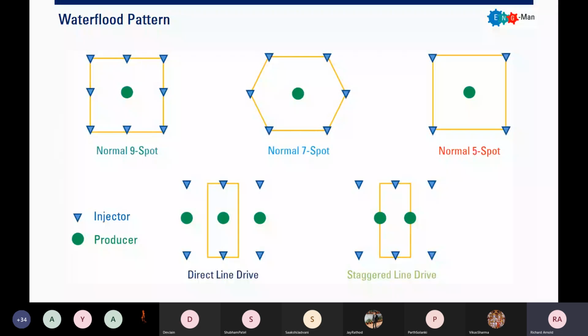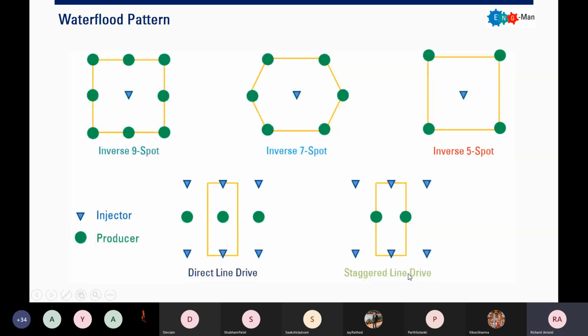And of course, we are interested in regular pattern water flood. There are a lot of patterns: normal 9 spot, normal 7 spot, normal 5 spot. We call it normal if we have injectors surrounding the producer. All right, and we also have this configuration: direct line drive and staggered line drive. And we can do also inverse pattern. Inverse 9 spot means that injector is surrounded by producers. Okay, inverse 7 spot, inverse 5 spot, direct line drive, and staggered line drive.